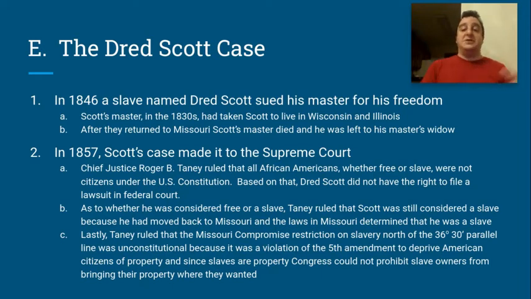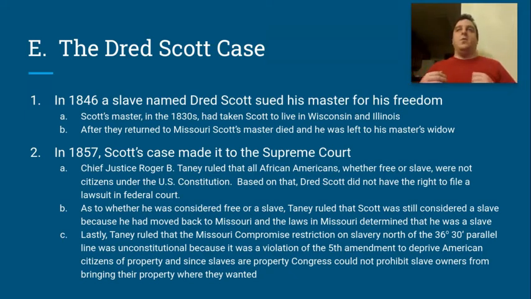By not being able to take your property anywhere you want, that is violating your Fifth Amendment rights, according to Taney. So what he is saying is that slaves can be taken anywhere in the United States, and if they are owned as a slave, they are not considered free once they touch free soil. So Congress could not prohibit slave owners from bringing their property where they wanted, what I just said.